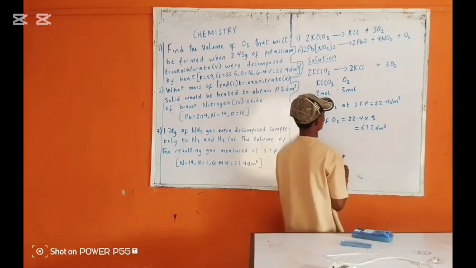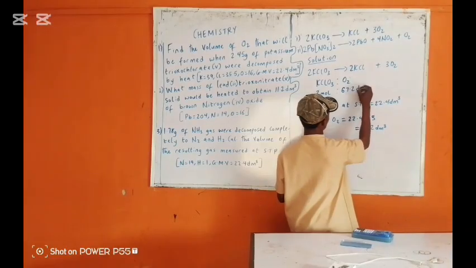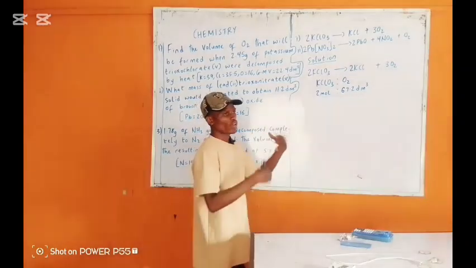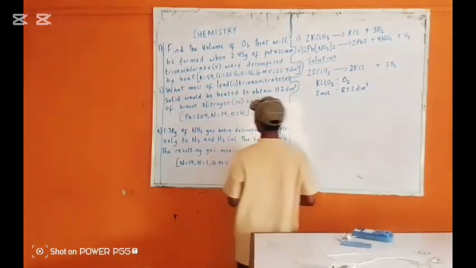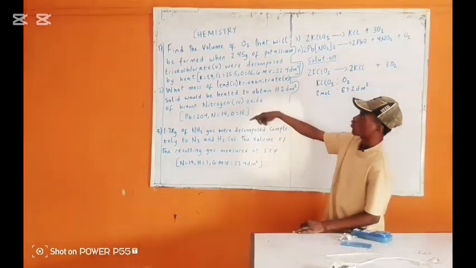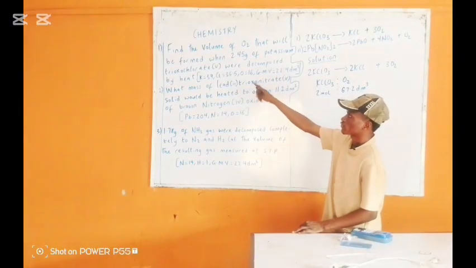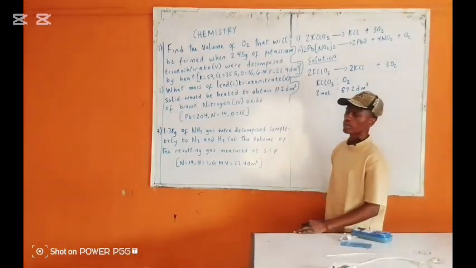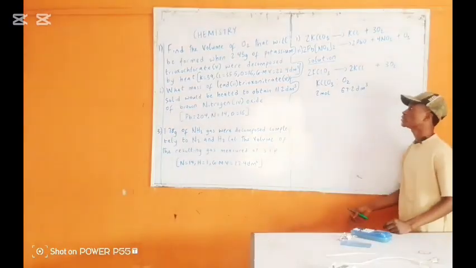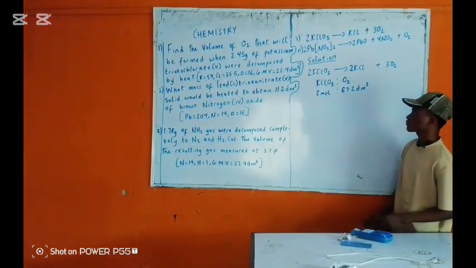So what we have here is 67.2 dm cube. Are we going to leave this here as a mole, or we convert it also? Let's check. The question says that find the volume of O2 that will be formed when 2.45 grams of potassium trioxochlorate(V). So it means that here we are converting the mole to what? To mass, which is measured in gram. So we are converting the mole here to what? To gram.